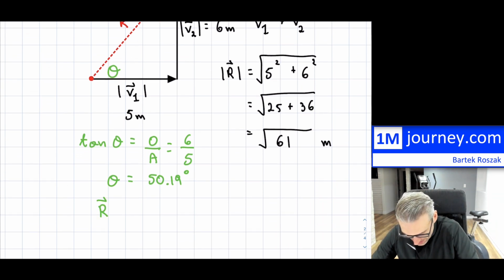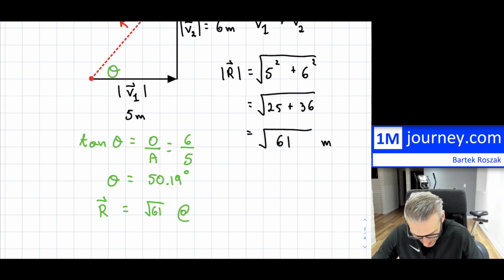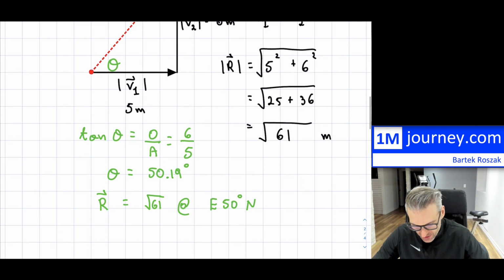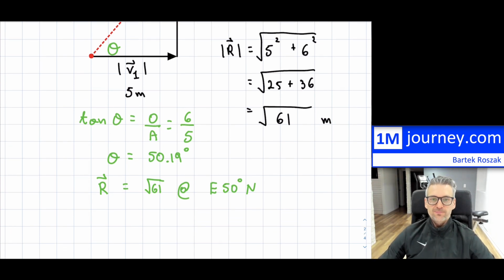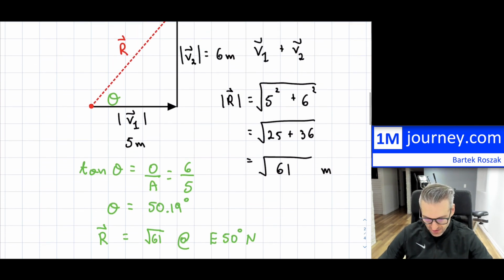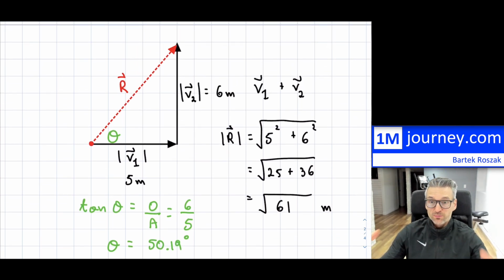So my resultant right here in the addition, I would say this is square root of 61 at, and now, of course, we can put it in different forms. In here I found 50.19. So I started from the east, and I'll put it in the quadrant bearings. So 50, I'll just round it off to the 1, and then I am going north. So there you have it, and now this is your full vector. So that would have been the addition. Adding up the vectors is you can just put them directly, head to tail, and then go ahead.